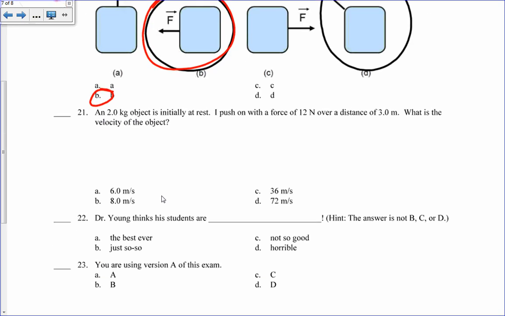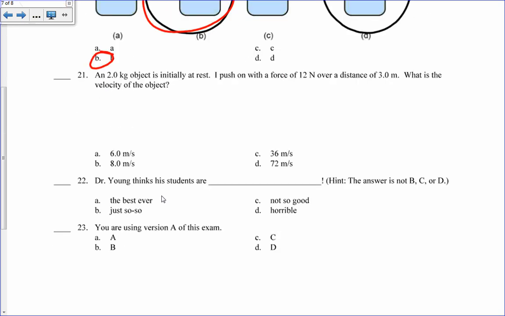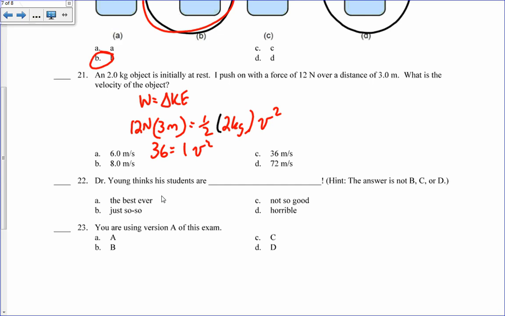A 2 kilogram object initially at rest is pushed with 12 newtons over a distance of 3 meters. What is the velocity of the object? All right, work is equal to the change in kinetic energy. So my work is force times displacement. That's 12 newtons times my displacement of 3 meters. And that's equal to 1/2 mv squared. That's 1/2 of 2 kilograms times v squared. So this is 36 equals 1 v squared. Square root both sides. V equals 6. That's A.